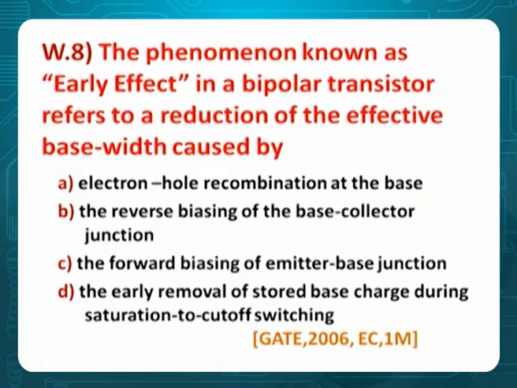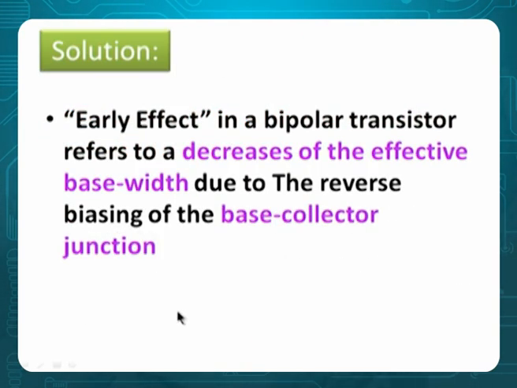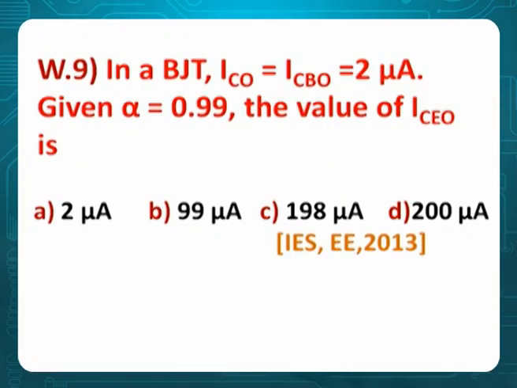Problem 8. The phenomenon known as early effect in a bipolar transistor refers to reduction of effective base width caused by, is it electron hole recombination at base, or reverse bias of the base collector junction, the forward bias of emitter junction, the early removal of storage. This is nowhere linked to the early effect. This is linked to switching, that we'll see later. But let us see the answer. Early effect is basically depending on base collector junction voltage. Therefore, option is B.